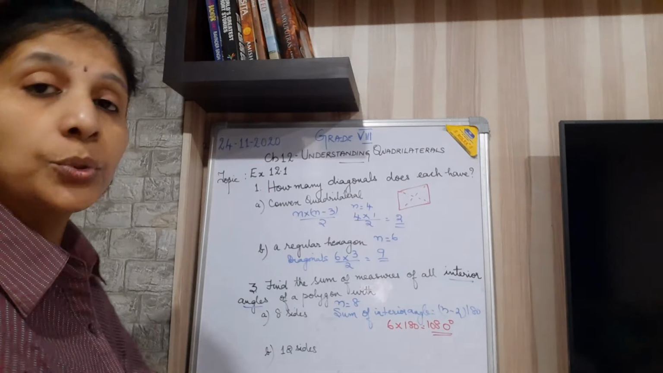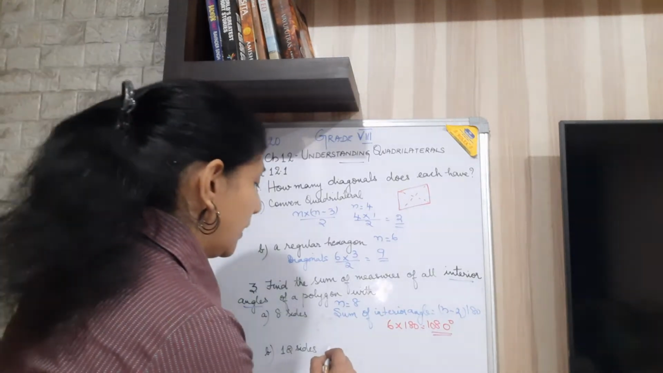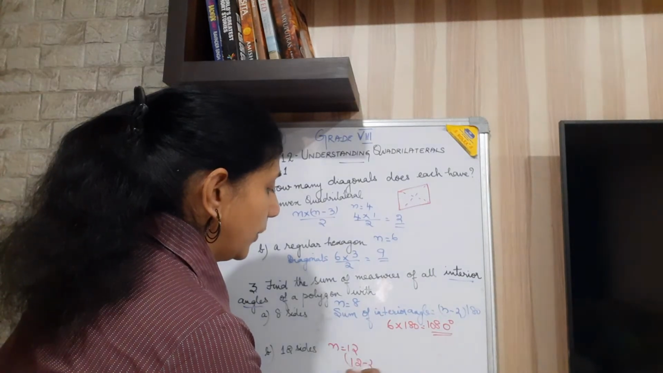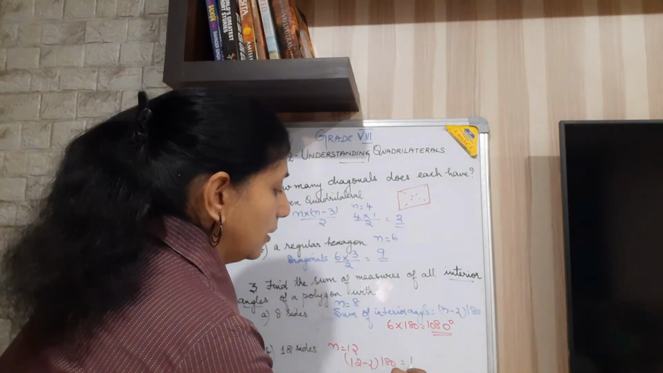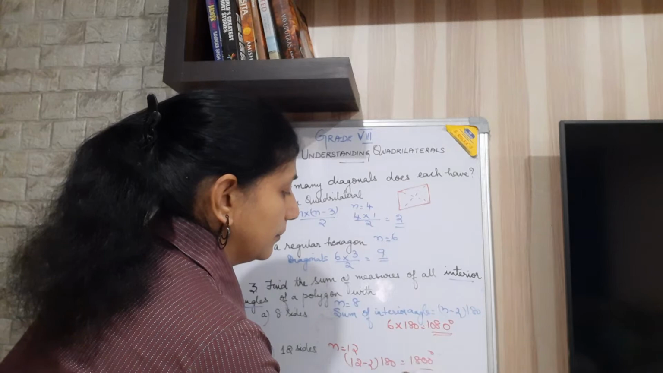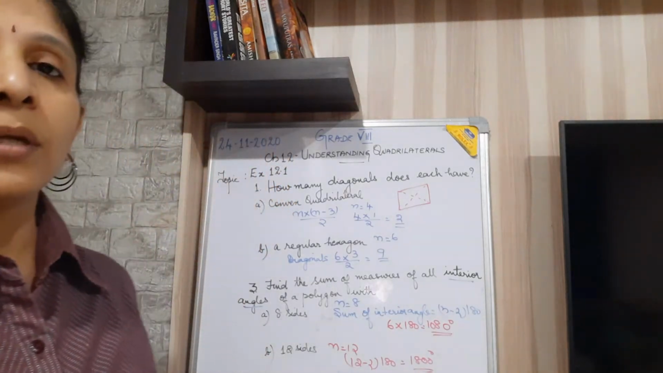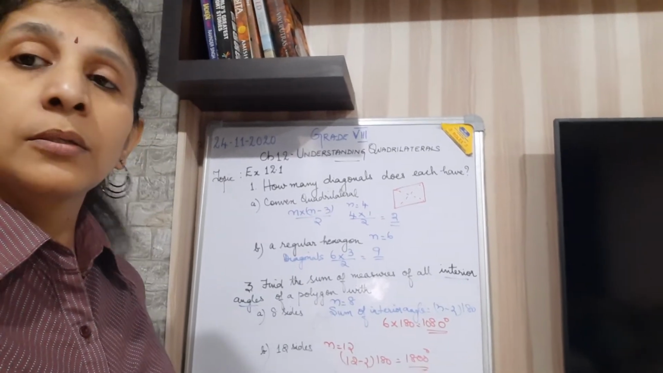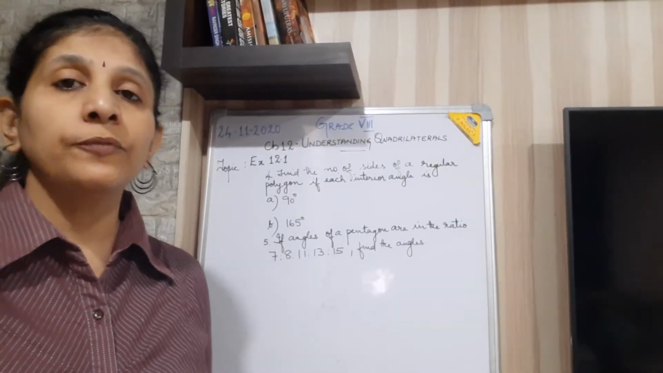And what about the 12-sided polygon? 12-sided polygon, n is equal to 12. So 12 minus 2 into 180, that is 1800. So it is 1800. So we will move to the next question.